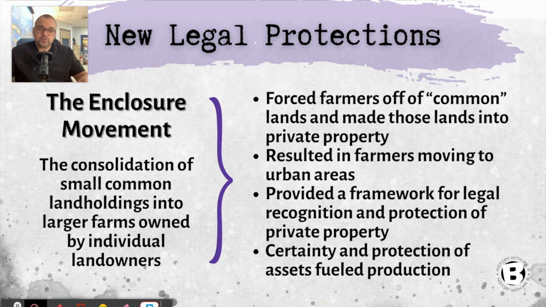Those things were new ideas during the Enlightenment period, and that starts to find its way into the legal system. So Britain puts in place what's called the enclosure movement. The enclosure movement during the 18th century involved consolidating small landholdings into larger farms that are owned by individual landowners. So there's this framework where you define what is private property, and that is protected by the law, by legal statute.